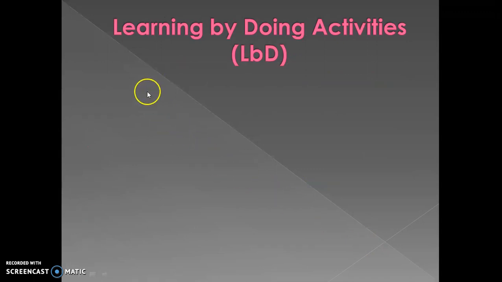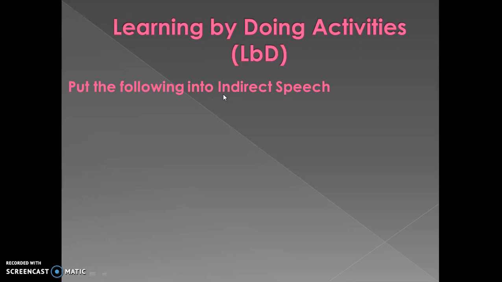After seeing how to change direct into indirect speech, try to write the following into indirect speech.